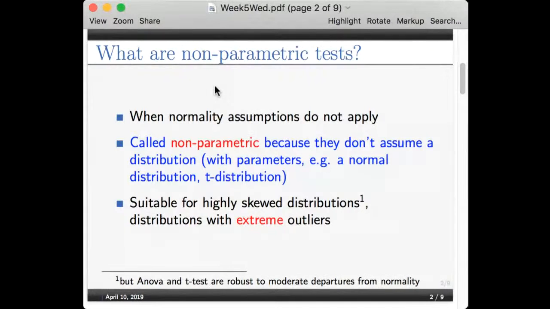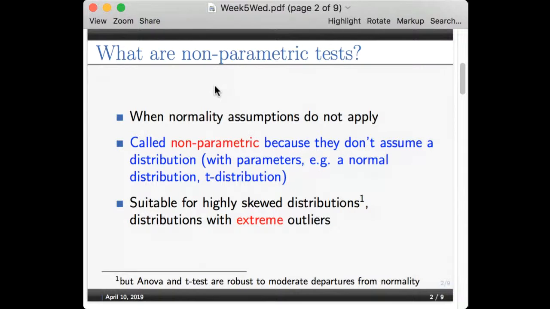So what are they? Basically, they're tests where we're not assuming things come originally from a normal distribution. And they're called non-parametric because they don't assume a distribution with parameters. So normally, a normal distribution will have a mean and standard deviation, same as a t-distribution. So these tests don't require that.